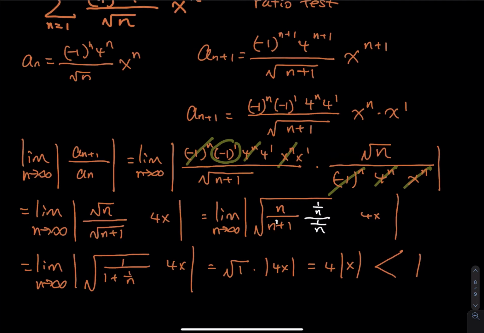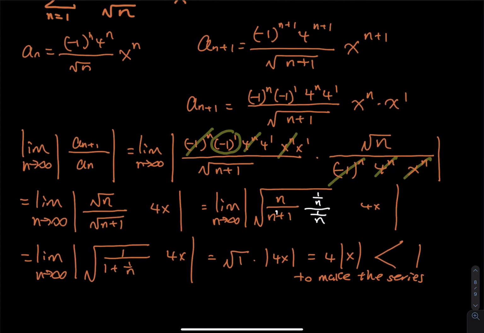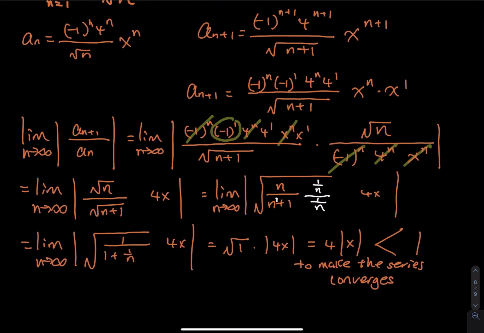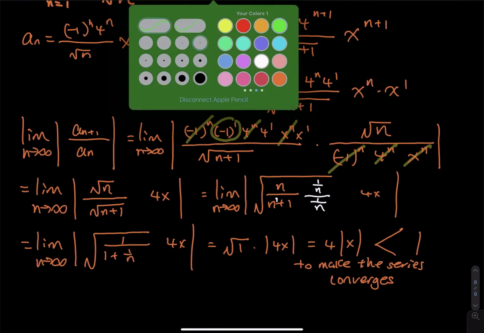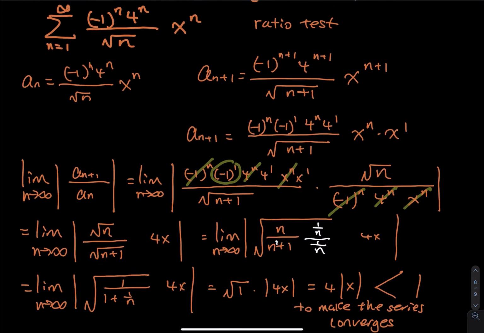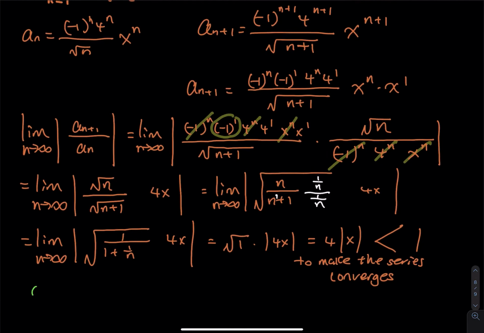Why? Let me just say why we do this. So to make the series converge. Why do we have to do that? Why do we have to do a less than 1? The reason is because, do you still remember the power series? The power series is x raised to the n, right? So this is actually a geometric series where we have a common ratio raised to the n power.